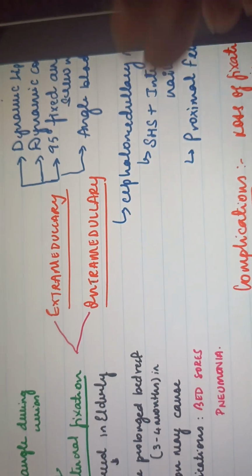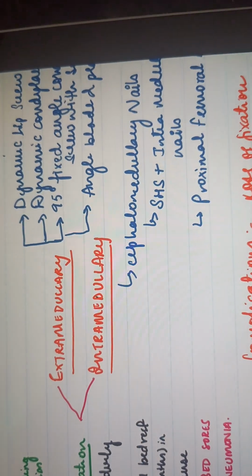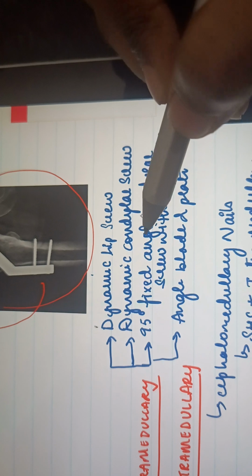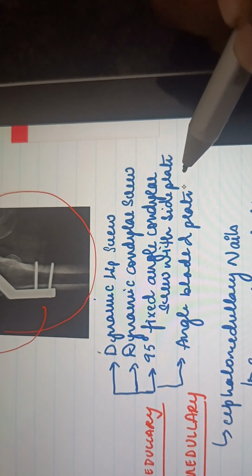We can fix the fracture either by extramedullary or intramedullary devices. Extramedullary is the dynamic hip screw. So this is nothing but the dynamic hip screw. Other ones are the dynamic condylar screw, the 95 degrees fixed angle condylar screw with side plate, and the angle bladed plate. So this is your condylar plate with 95 degrees, and this is an angle bladed plate.